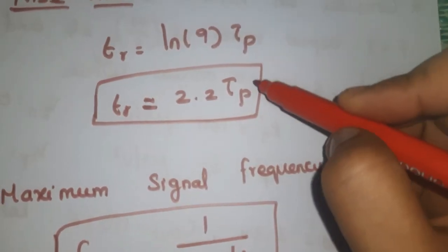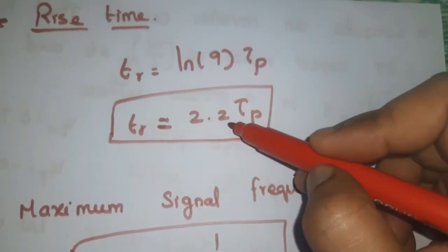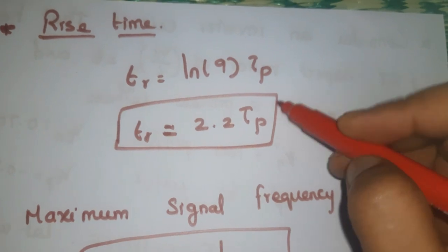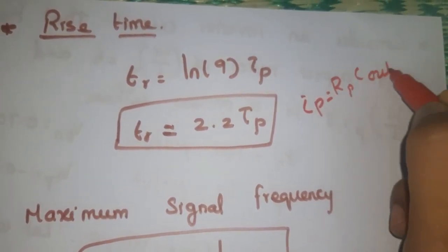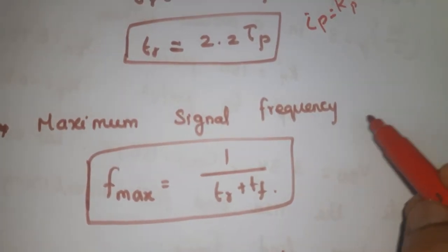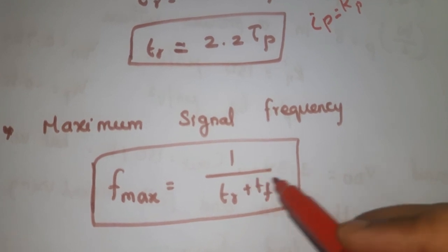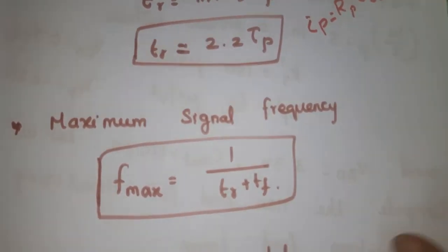Similarly, we solve for rise time, and this is associated with the PFET, so rise time is equal to 2.2 tau P. Here tau P is Rp C out. And from that we have to find the maximum signal frequency, that is equal to 1 divided by rise time plus fall time, and this will give the maximum frequency.